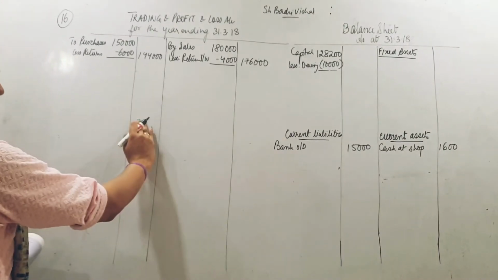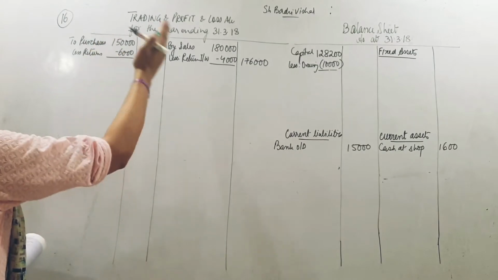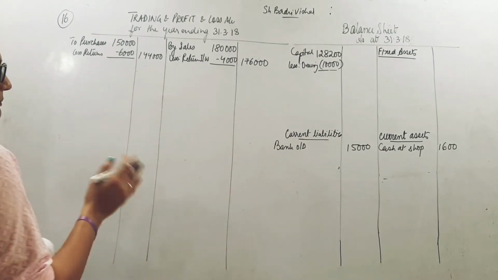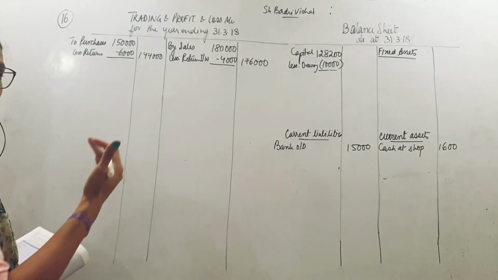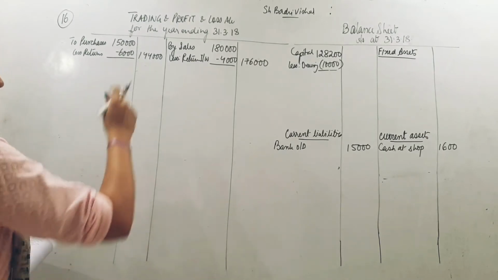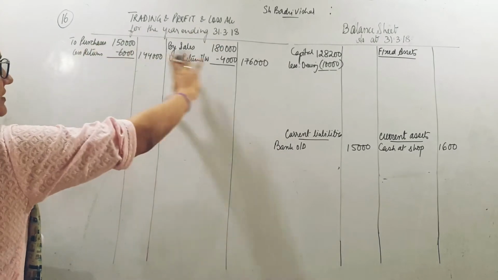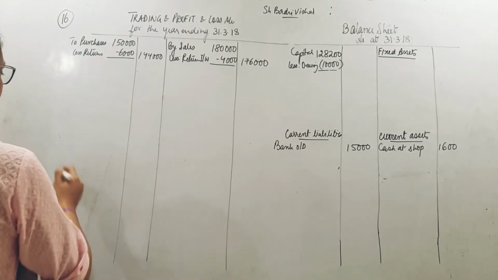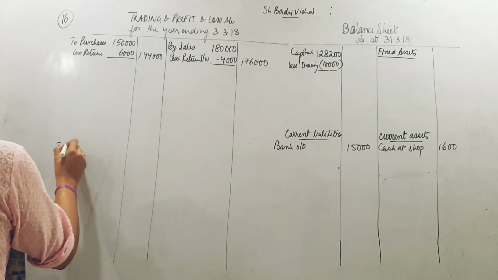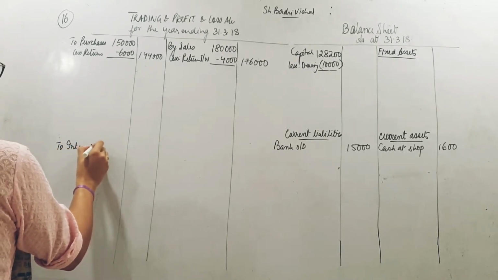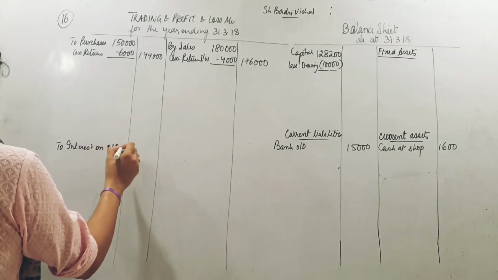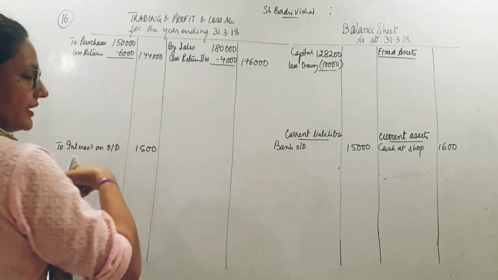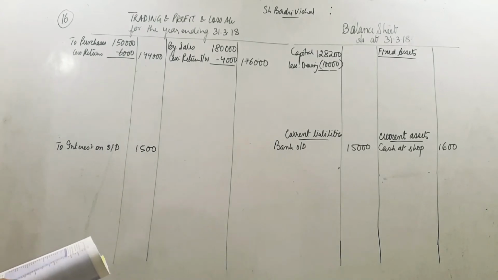So I leave a few lines here for my remaining items of trading account. And I start my profit and loss account. Some people choose to make two separate accounts also for trading and profit and loss. I am just redirecting it here. First segment is trading, close it, and then I bring the gross profit here or loss. So here I write interest on overdraft 1,500. So I'll put all indirect expenses here and start from here.